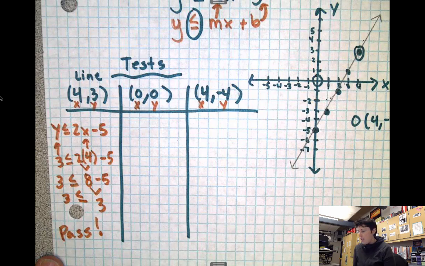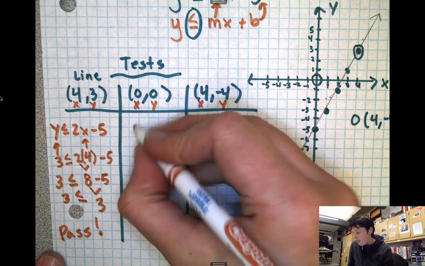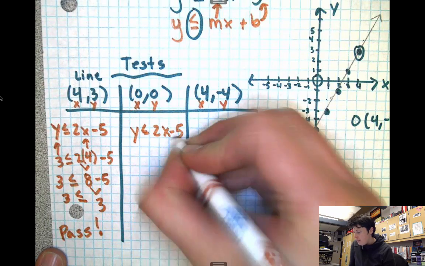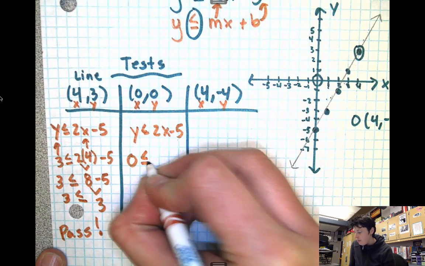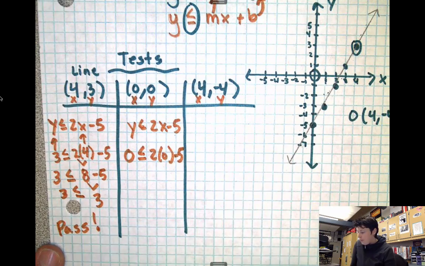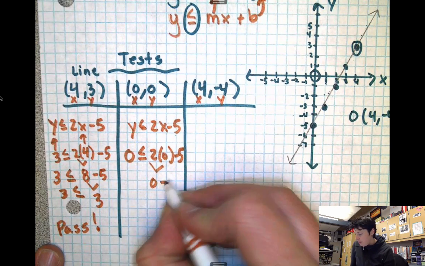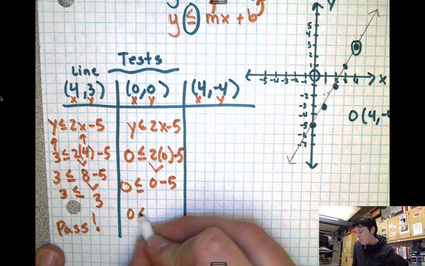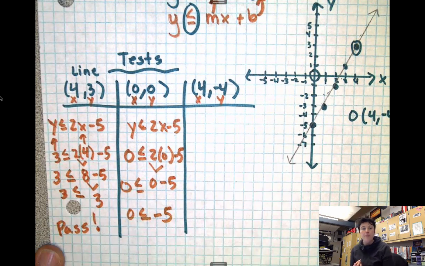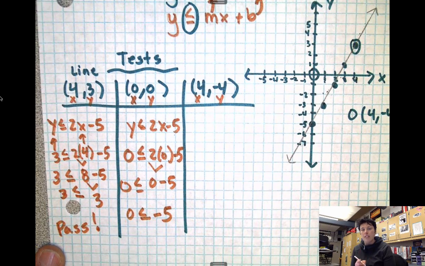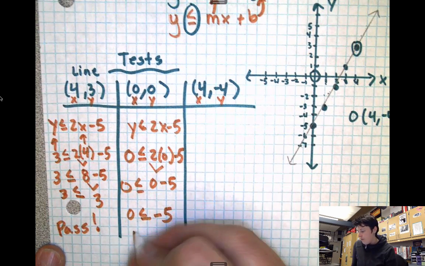Awesome. Let's go test these points. Let's do 0, 0. So y is less than or equal to 2x minus 5. That means 0 is less than or equal to 2 times 0 minus 5. 2 times 0 is 0, minus 5. So 0 is less than or equal to negative 5. Does that pass? Is that true? Is 0 less than negative 5? Now this one fails.